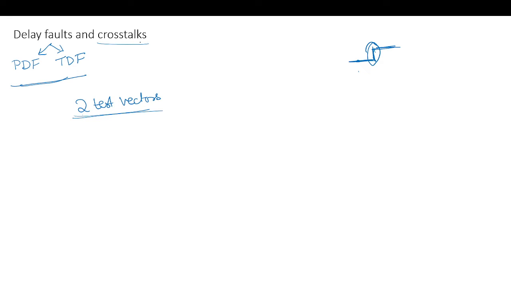There is another concept of crosstalk, where delay or glitches can be caused because of the crosstalk between two wires. It can be because of the inductive, that is the inductance, and the capacitive coupling between the lines. Next comes memory testing, where we have pattern sensitive or coupling faults.